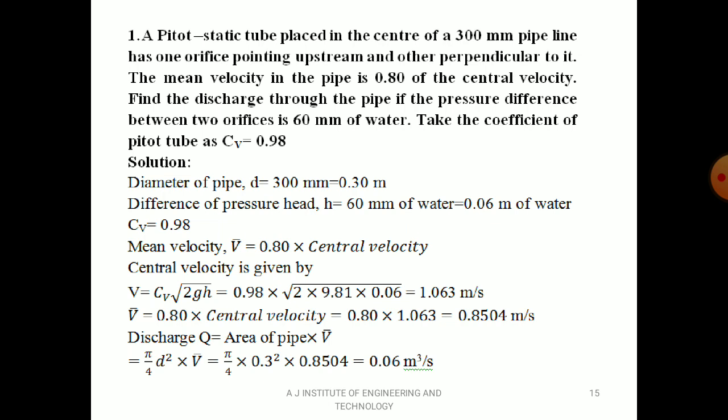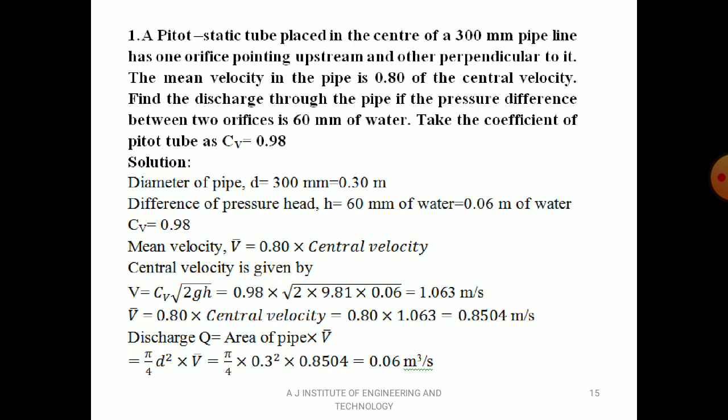Cv equals 0.98. Solution: diameter of pipe, small d, equals 300 mm, that is 300 divided by 1000, which equals 0.30 meter. Difference of pressure head, small h, equals 60 mm of water, that is 60 divided by 1000 meter of water, which equals 0.06 meter of water.